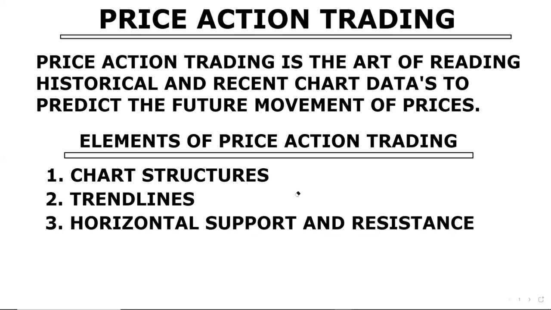What is the third one? The third one are what? Horizontal support and resistance zones. Okay, what are these used for? These are used to checkmate horizontal levels of support or resistance on the chart. Okay, this is so that we are able to buy on support levels and sell on resistance levels.